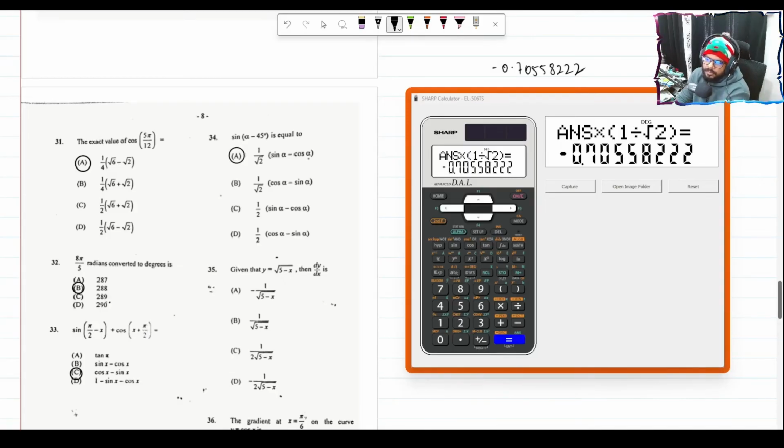One thing that gravitated me to this being my answer, even before multiplying, is that this gave me a negative number. And I know this here is going to give me a positive number because the cosine alpha came first. I know it's not this nor this because I have a 45 degrees here.